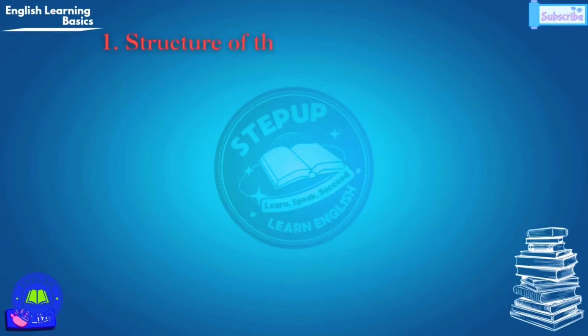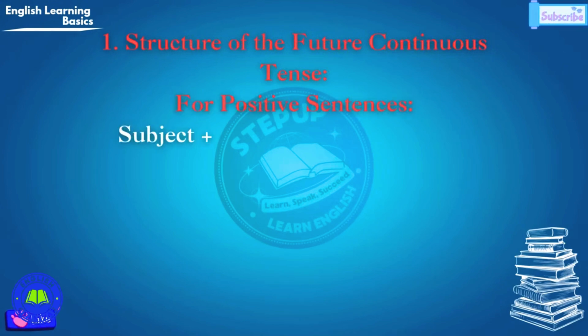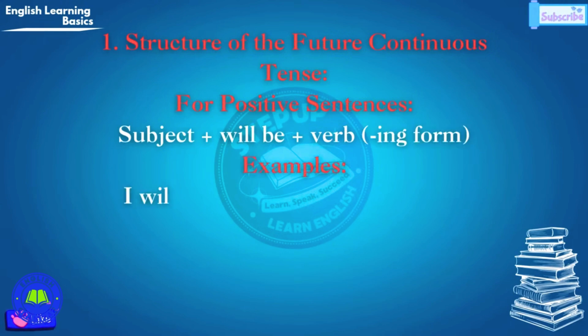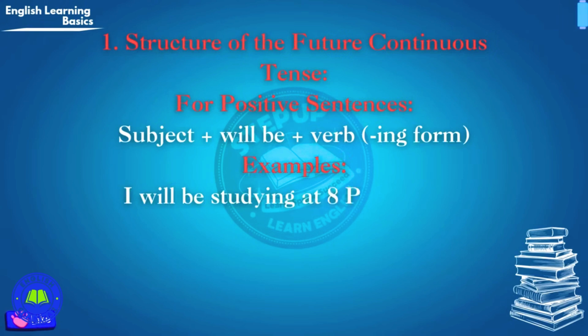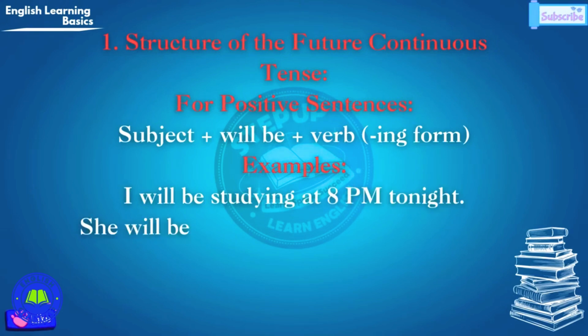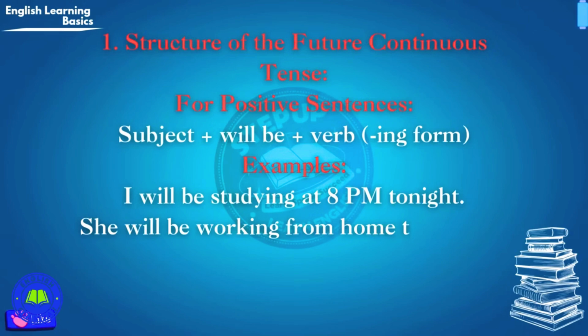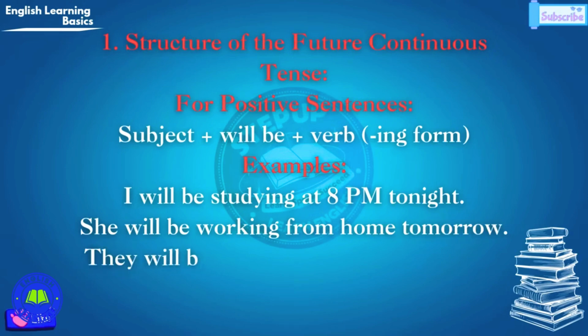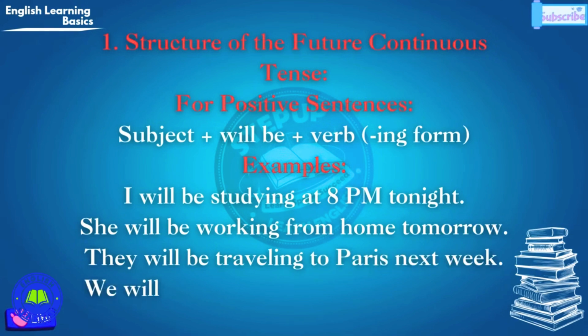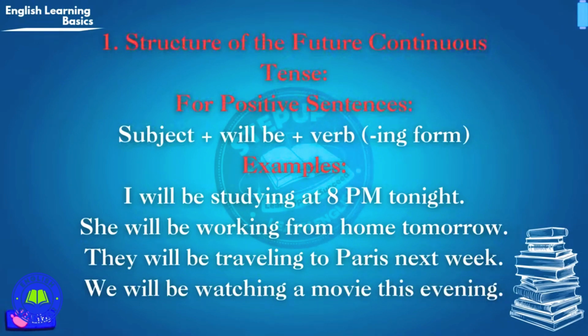1. Structure of the future continuous tense. For positive sentences: subject plus will be plus verb, ing form. Examples: I will be studying at 8 p.m. tonight. She will be working from home tomorrow. They will be traveling to Paris next week. We will be watching a movie this evening.